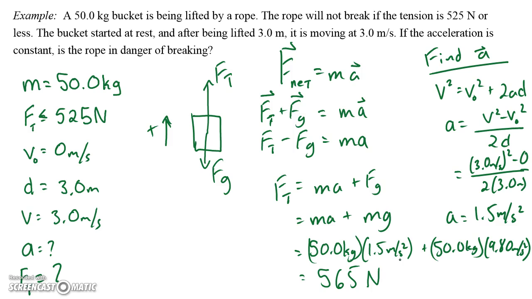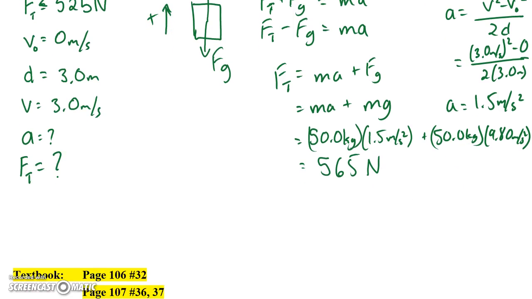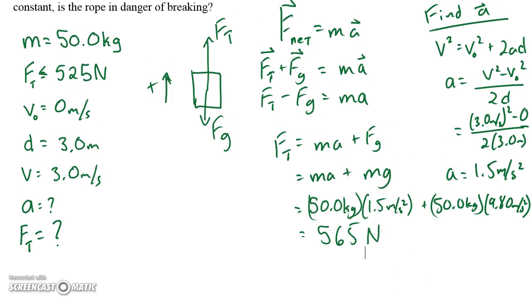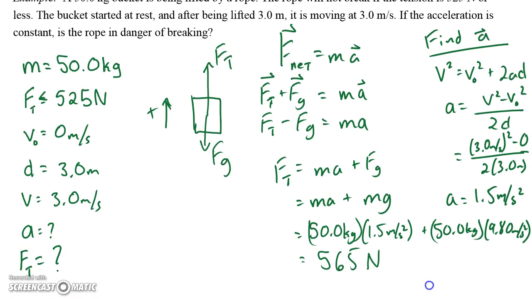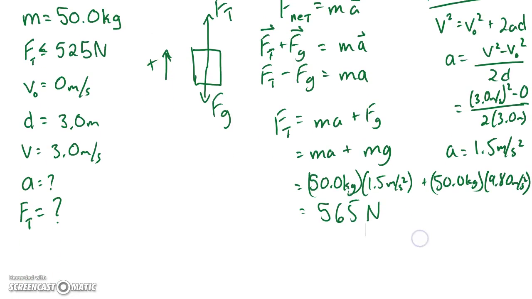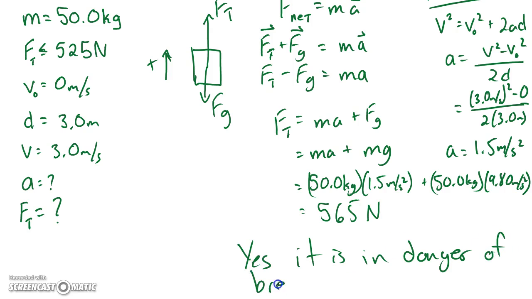Now this question, we actually don't need to worry about sig figs. The sig figs would come out to 2, but we don't need to worry about them because that's not what we're asked. All we're asked is, is the rope in danger of breaking? And if the force of tension here is 565 newtons, it is greater than the force that says it will not break. So yes, it is in danger of breaking.